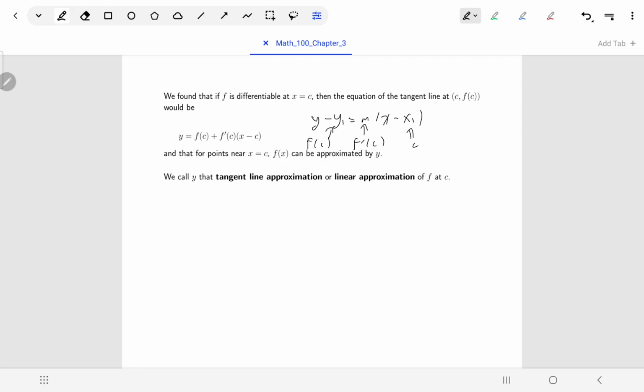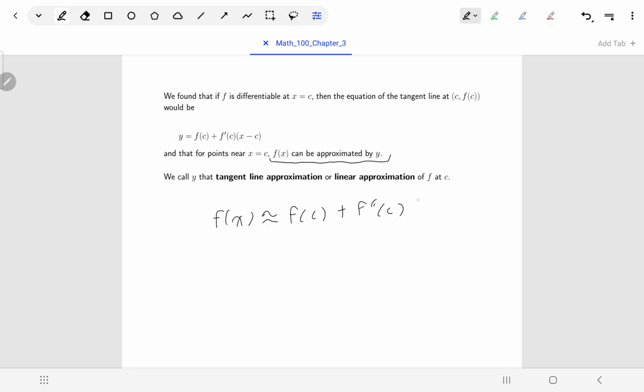So this is the equation that would give me the y values that are on my tangent line. But we also said that as long as you're relatively close to c, f of x, the actual y value on the curve, can be approximated by that y. So f of x is approximately f of c plus f prime of c times x minus c. Again, we're going to have to be cautious when we use this and make sure that we're picking a value of c that's relatively close to the x that we're interested in. The closer we can get, the better of an approximation we'll get.